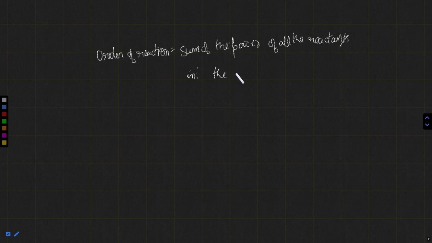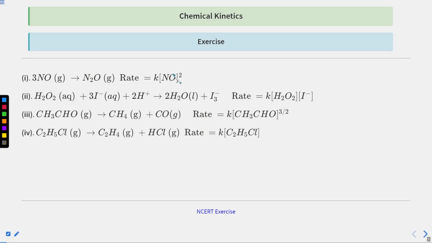Now, if you look at the first equation, you would see that it has only one reacting species, which has a power of 2. So the overall order for this reaction will be 2. I am writing it as n. So n is equal to 2.